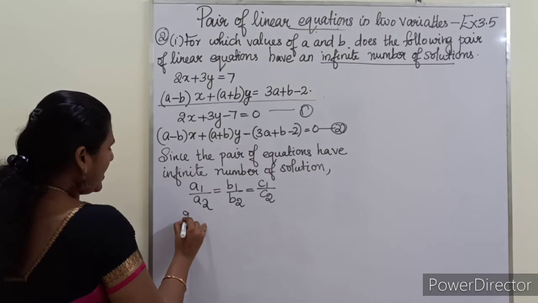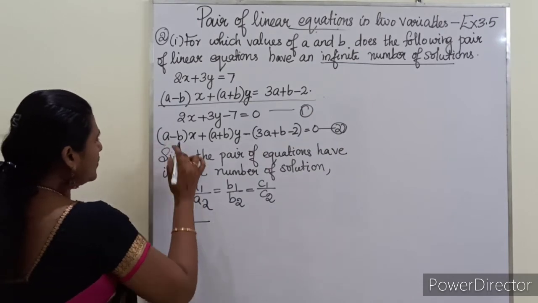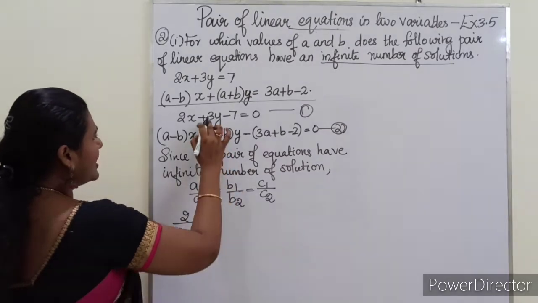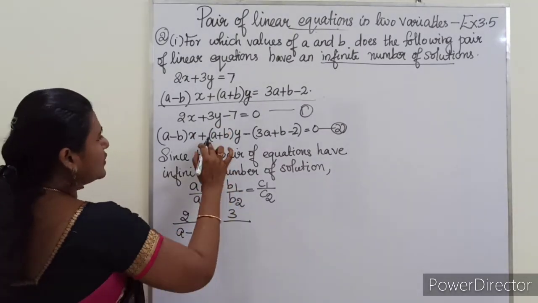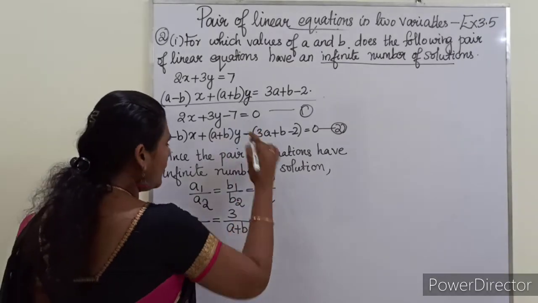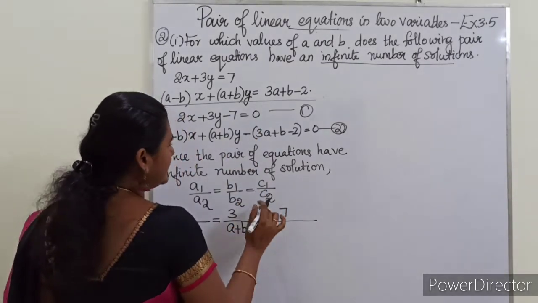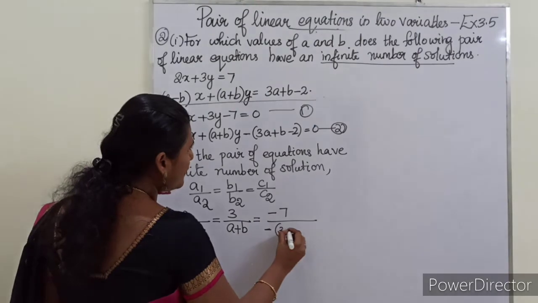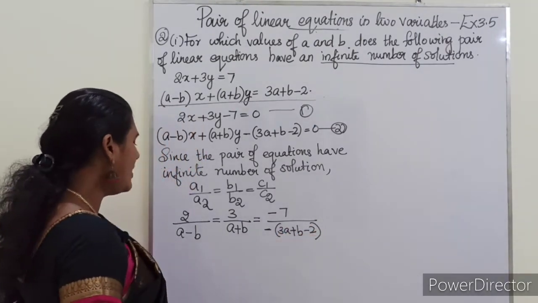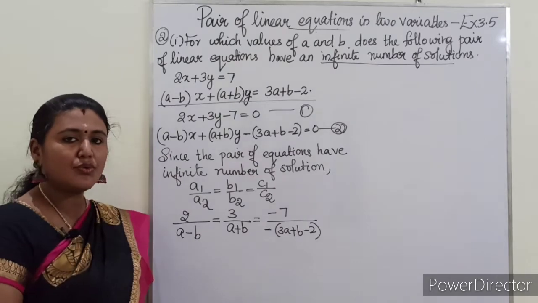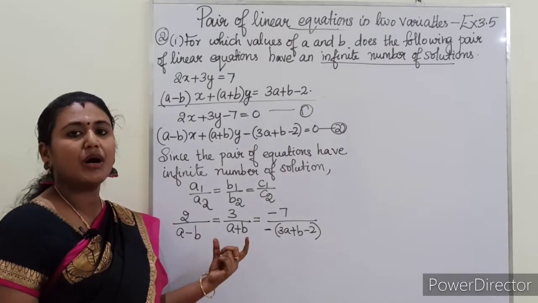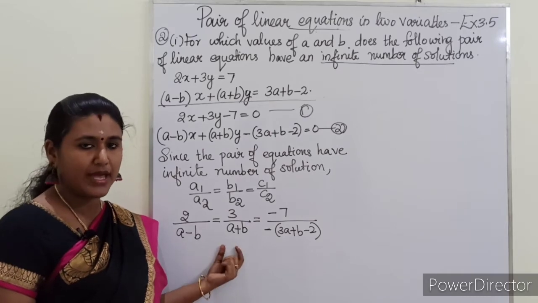So a1 is 2. 2 by a2 is a minus b, which is equal to b1 is 3 and b2 is a plus b, which is equal to c1 is minus 7 and c2 is minus of 3a plus b minus 2. Now here if you see we have two variables, a and b. So you have to find out the values of a and b.